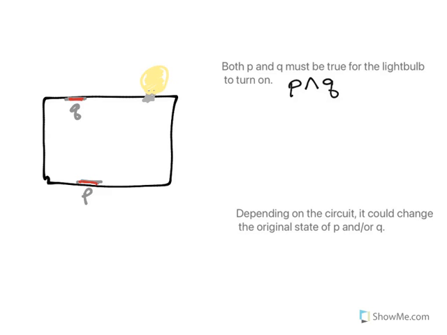So think about it. If they're both true, that means they are closed. It completes the circuit. The light bulb turns yellow and it's on. So that would be P and Q. Now, depending on the circuit, it could change the original state of P and or Q, right? So it could be that not P is what is true or whatever. So you really have to think about the entire circuit and how it all works to determine what has to be true for this to work. And you're now thinking, I don't know what you're talking about.